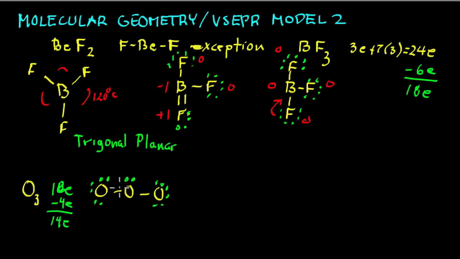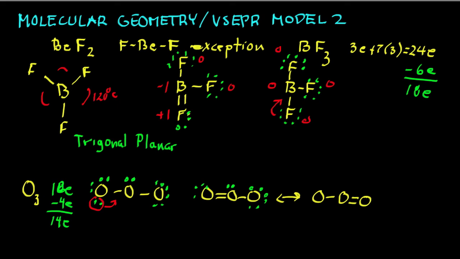And guess what? No octet in the central atom. So we're going to do what we did before. We're going to borrow a pair of electrons here and form a double bond. And we get O, double bond O, O. And we'll draw these electrons in. And remember, there's a resonance structure of this. Neither structure is right. It's some combination of the two.